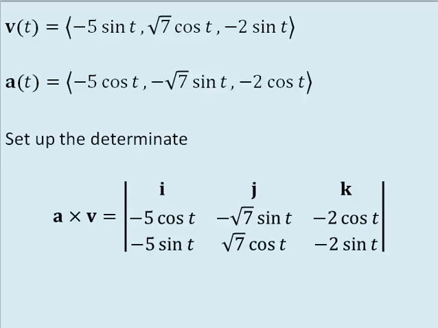Check your work. And now let's find the components of the vector A cross V. Let's look at the first component that goes with I.